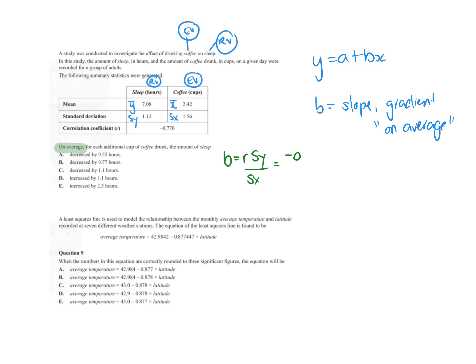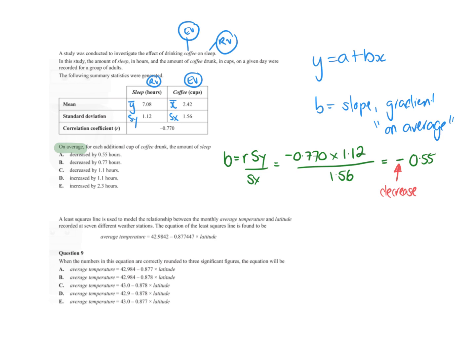Now they gave me the R there, so I'm going to use that one, and they've given me all the other things like the standard deviation of Y and the standard deviation of X, and I end up with negative 0.55. Now that negative, when we write it out in a statement, we say decrease. So we don't need to write the negative when we're talking about it in words. We say the word decrease. So for this one, because the gradient is negative, every time we add a cup of coffee, the sleep is going to decrease by 0.55 hours.